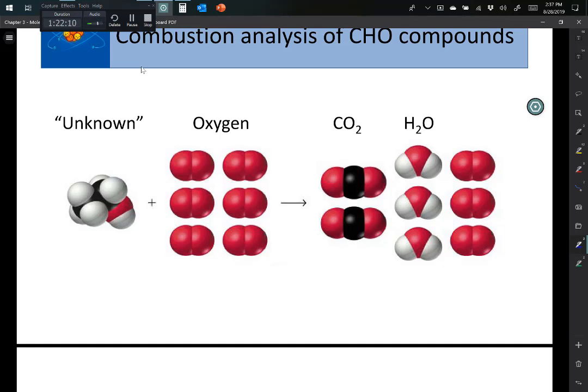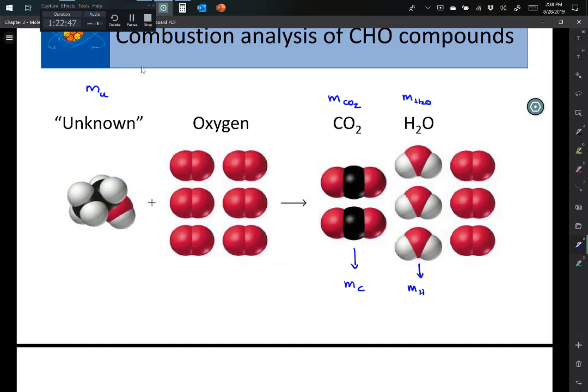So the process is going to look something like this. I'll have a mass for this, and then I'm going to have a mass for CO2, and I'll have a mass for water. And this is going to be the mass of the unknown, so I'll just put U there for the unknown. From the mass of the CO2, I'm going to get the mass of carbon. And from the mass of the water, I'll get the mass of the hydrogen.